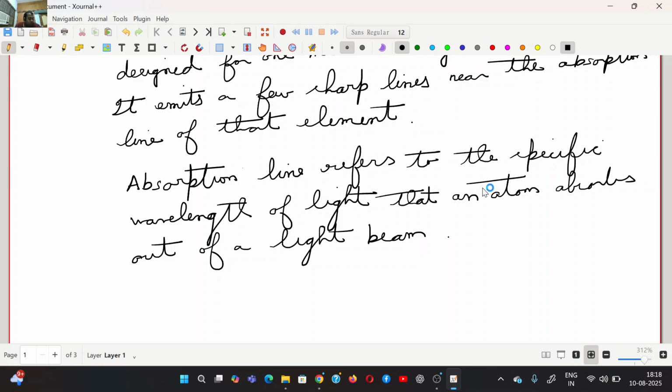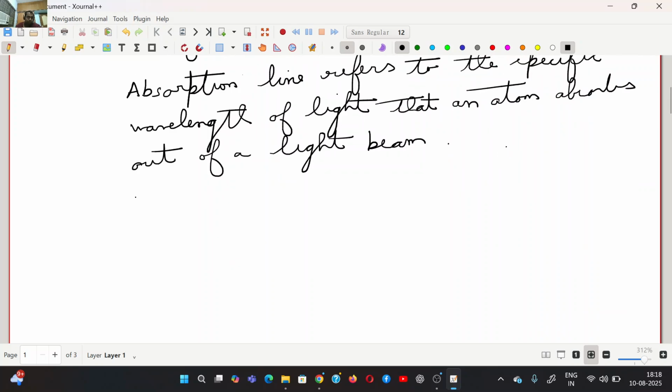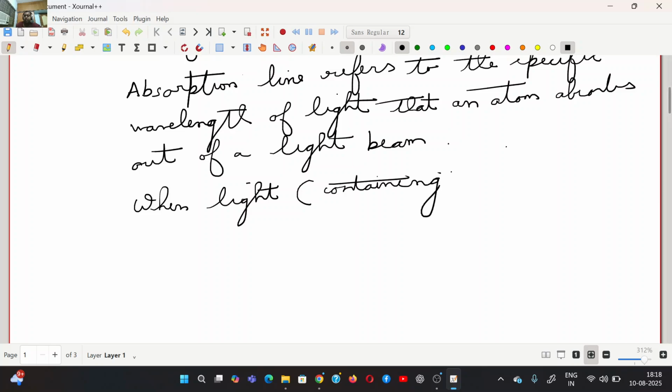If you want, I can write it in terms of words. Light will contain many wavelengths, right? Wavelengths will be represented by lambda.